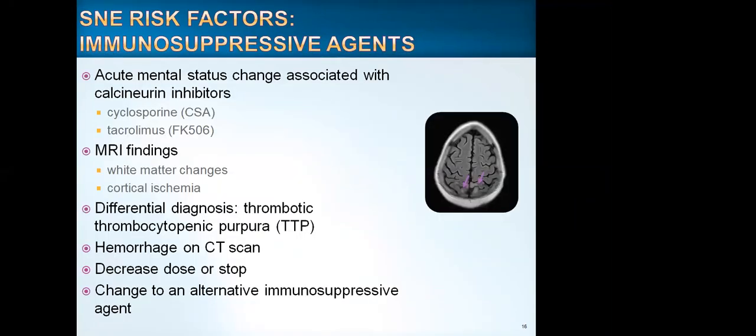Acute mental status changes will generally be there due to cyclosporine and tacrolimus. In the MRI, we'll find white matter changes and cortical ischemia. Differential diagnosis is TTP, and hemorrhage on CT scan we can see. When the patient gets toxicity of the cyclosporine type, we'll reduce the dose, or we'll stop the dose and change to an alternative like MMF. We'll change the medication.